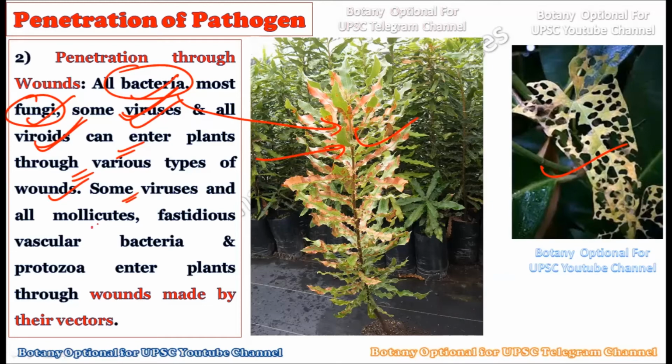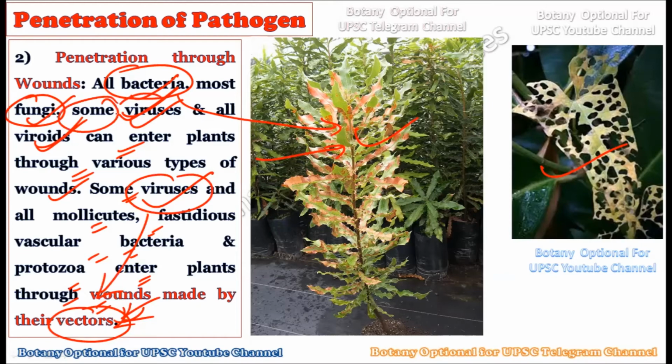Now, some viruses and all mollicutes and fastidious vascular bacteria and protozoa enter within the plant body through the wound made by their vectors. So they are also entering the plant by using wounds, but these wounds are created by the vectors. So there are some viruses which require vectors to create wounds, while there are some viruses which can enter if there is already a wound. Then all the mollicutes, the fastidious vascular bacteria and the protozoa will always require the vectors to create the wound within the plant body so that they can enter.